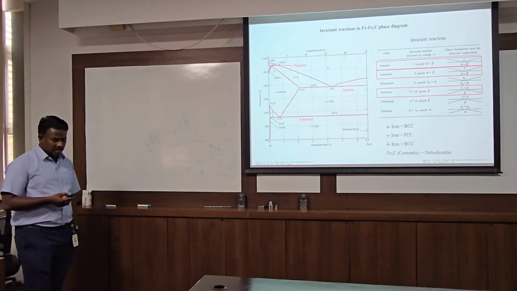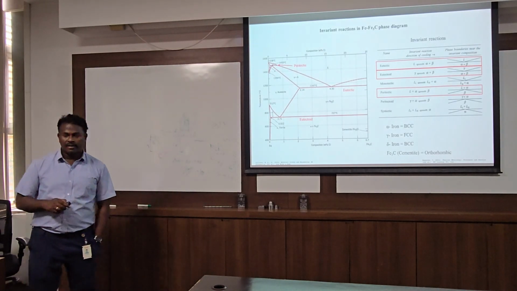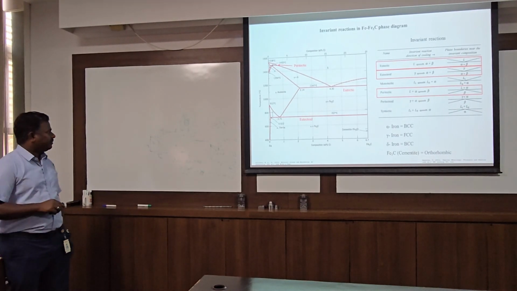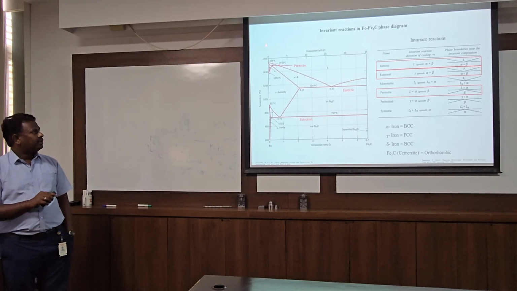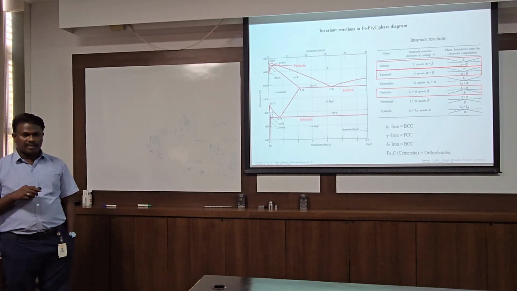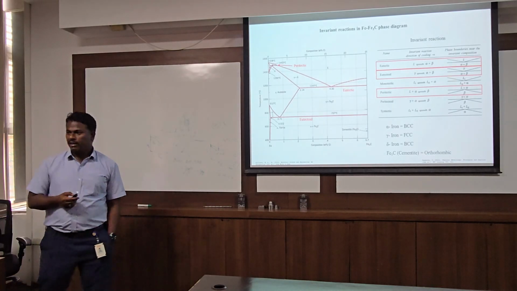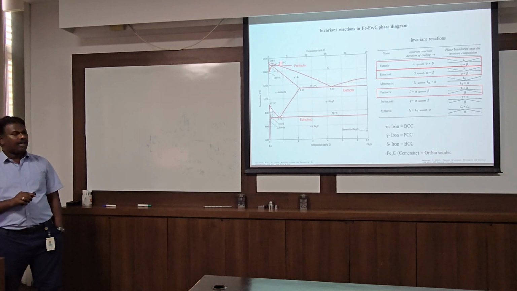So any guess why the lattice parameter will be different? I told you already, the answer. Here the lattice parameter is small, here it is higher. So any guess why it is high and low? Why is the lattice parameter low for alpha and high for delta?